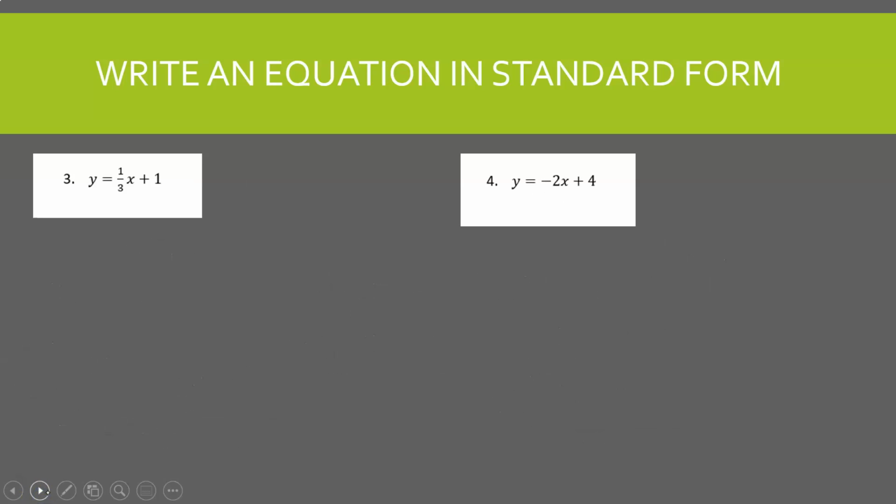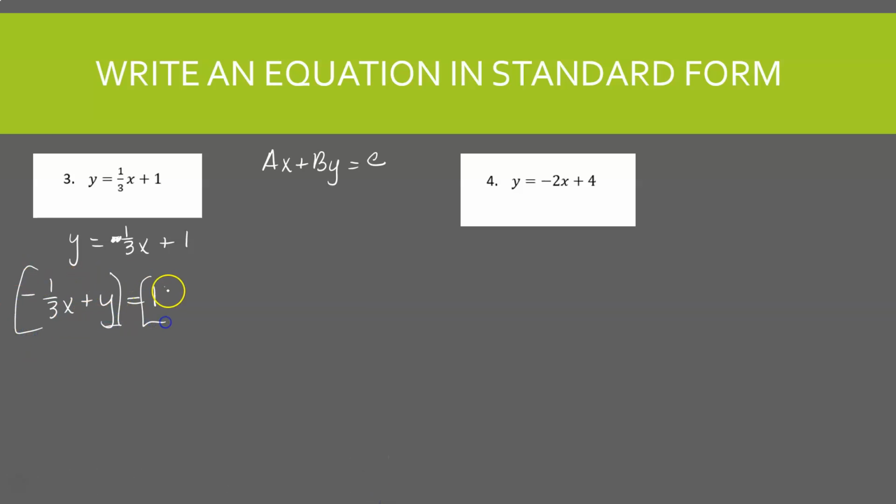All right. Remember, we're headed for this format. So I'm going to bring my x to the other side. So I have negative 1/3 x. Oh, it should be positive. No, it's negative. This is not negative. Plus y equals 1. I'm going to multiply everything by 3 to get rid of that fraction. So I have negative x plus 3y equals 3. Now I'm going to divide by negative 1. So x minus 3y equals negative 3.